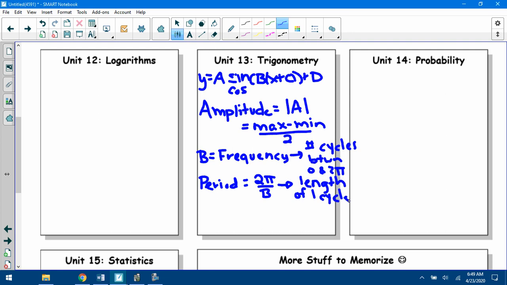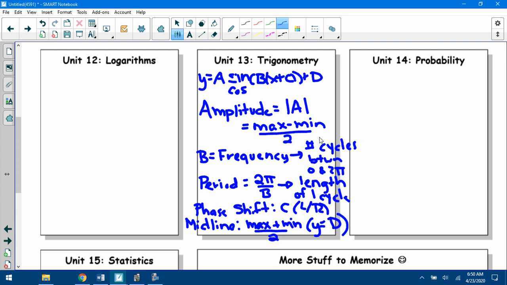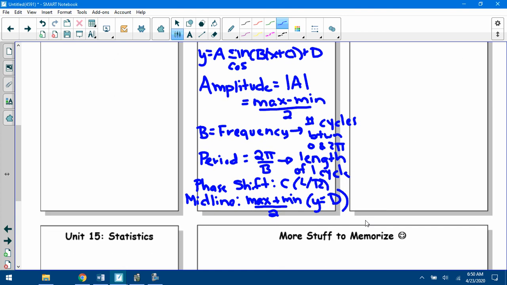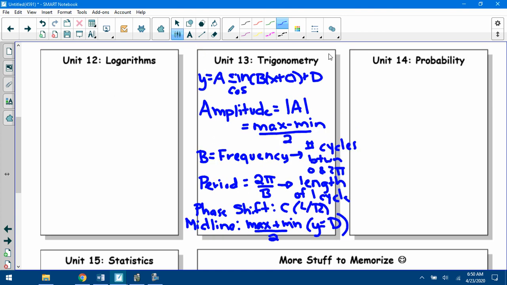Mesozoic period or something like that. Phase shift is C, which is how much we're shifting left or right. And then finally, the midline is max plus min divided by 2, or y equals whatever that D value is at the end. It's the vertical shift. All right, so I think that's the main stuff you should remember from trig for the Regents. Obviously, there's a lot more that we did in this unit, but that's the stuff you use most often on the Regents.